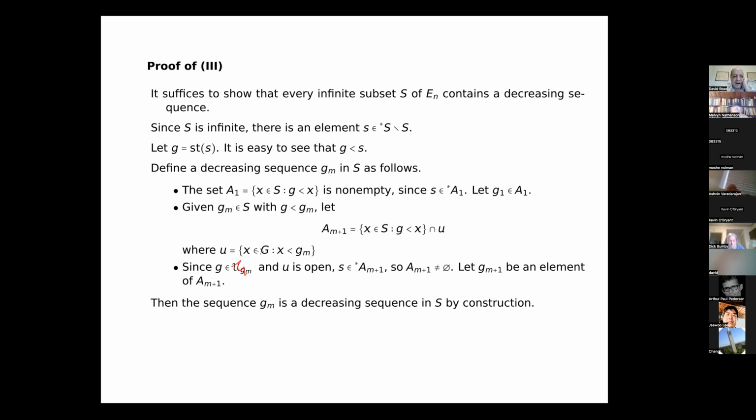Since that's open, when we star it, s is in the star of that, but it's also in the star of this part. So it's in star of A sub m plus 1, and so star of A sub m plus 1 is non-empty. So A sub m plus 1 has to be non-empty, so it has an element G sub m plus 1. And that gives us then a decreasing infinite sequence from S. So I'm going back and forth to the non-standard model and out of the non-standard model to get my sequence. Anyway, that's the proof of 3.